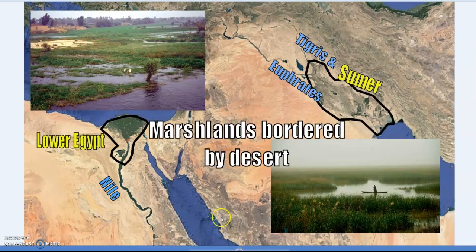just on the other side of Cairo. But Lower Egypt and Sumer were marshland people. They lived on the delta and lakes. When you think Egypt, you tend to think desert. Well, there's a huge marsh area, which is Lower Egypt, the delta, Lake Moris, and the Sumerians were exactly the same. They were in a marshland bordered by desert.